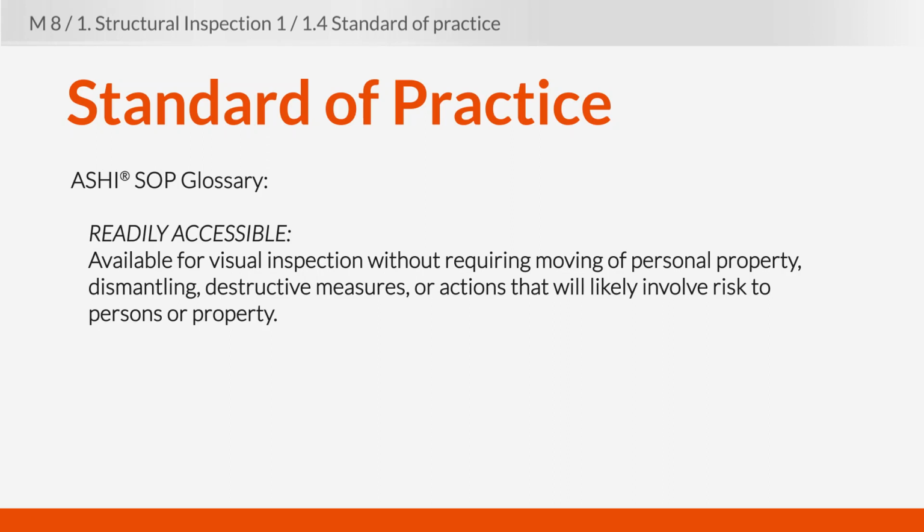So if a crawl space hatch is covered by wall-to-wall carpeting, yes, I've actually seen that, you are under no obligation to pull back the carpeting. If the attic hatch is caulked, screwed, and painted in place, you are under no obligation to enter that attic. You don't have to open that hatch. Of course, any of these circumstances should be documented on the report.